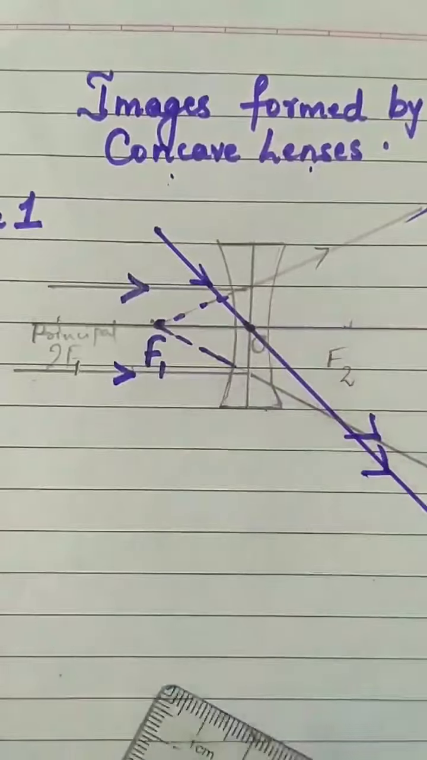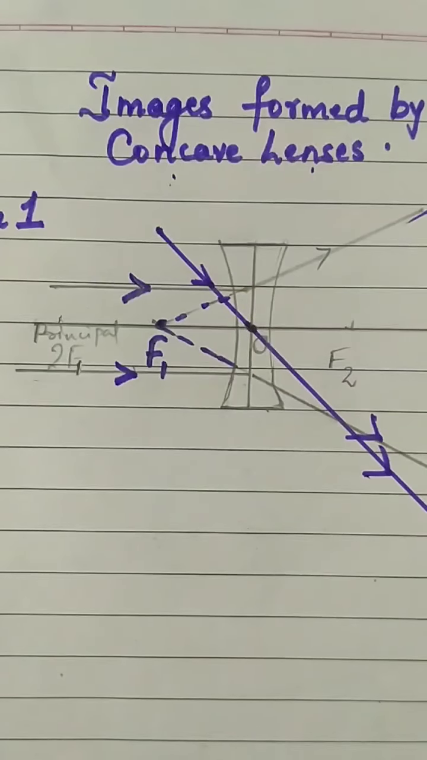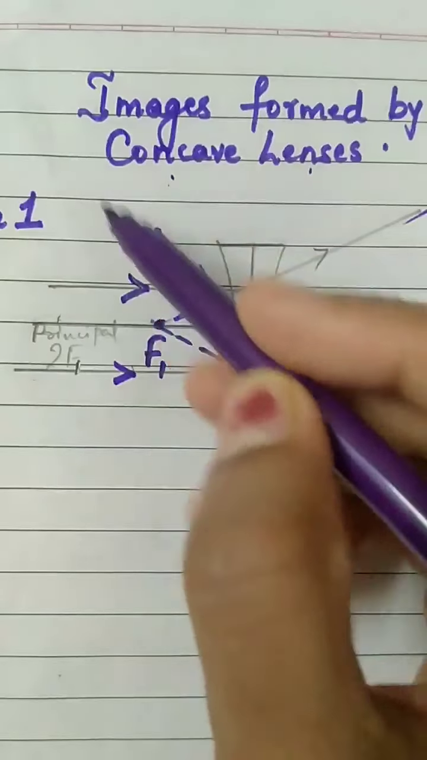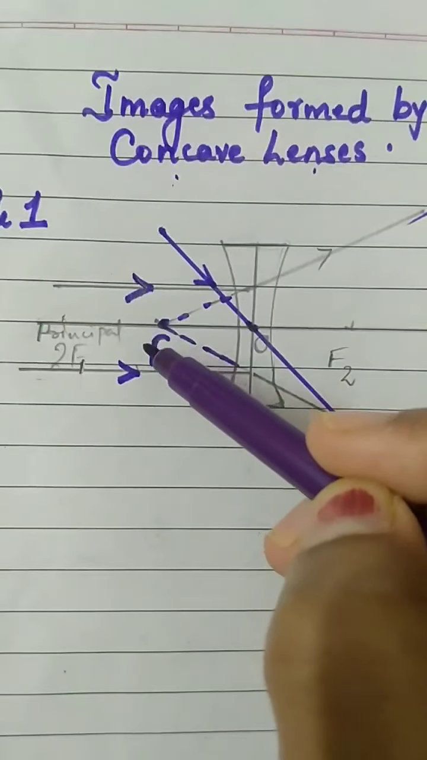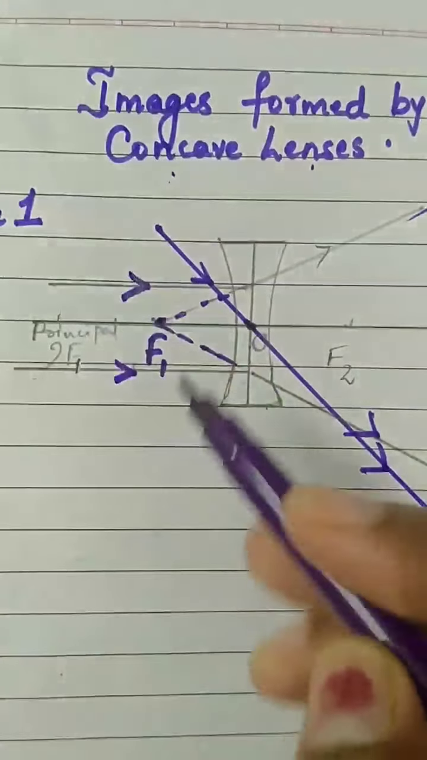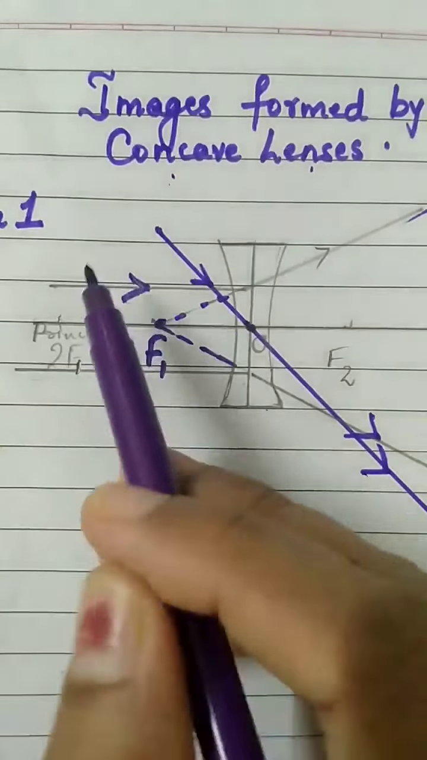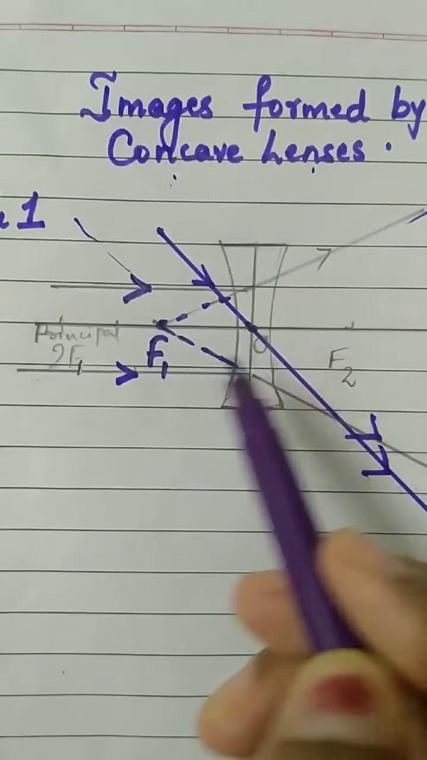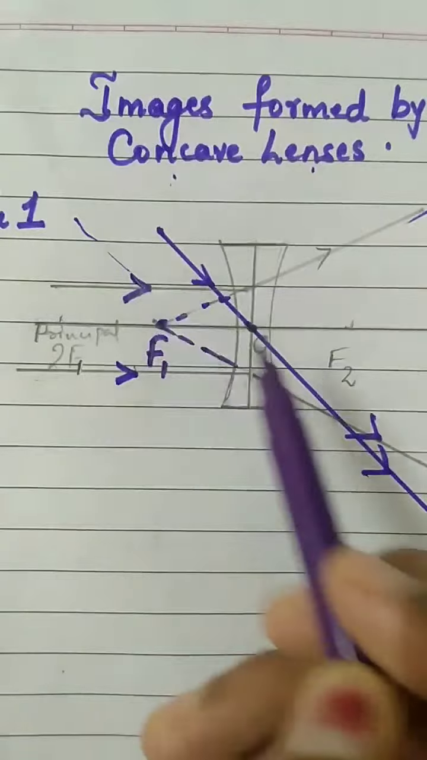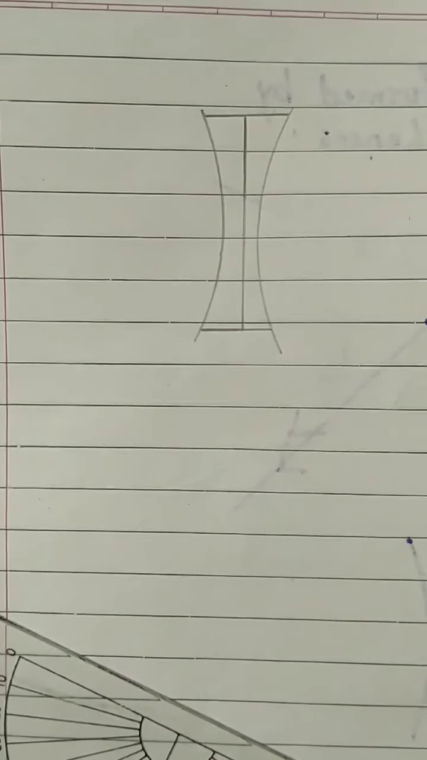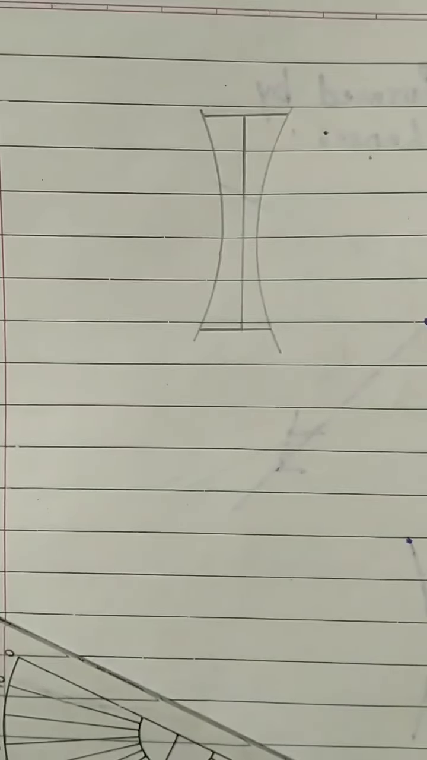The third rule states that when the incident ray passes through focus, when it is made to pass through focus, the refracted ray is parallel to principal axis. Okay, opposite of the first rule. When the incident ray is made to pass through focus, the refracted ray is parallel to the principal axis. Okay, so let us start with the ray diagram for different position of object.